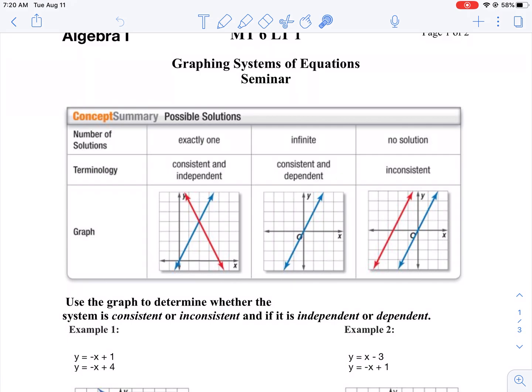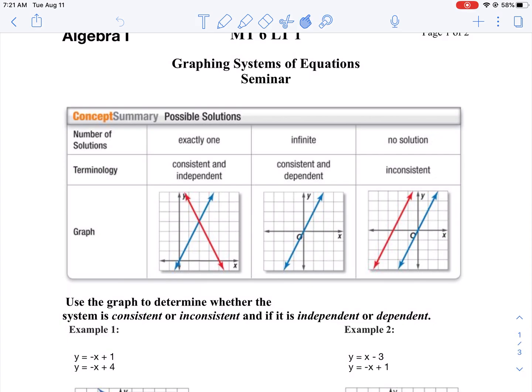If we take a look at the third one, we might have parallel lines. Parallel lines don't intersect at all. We call those inconsistent. They are independent because we have two separate lines, but most of the time we just call it inconsistent and it has no solution.